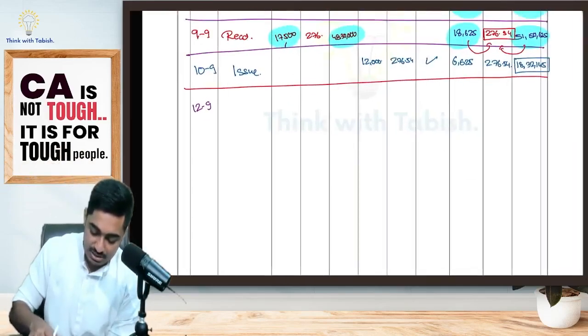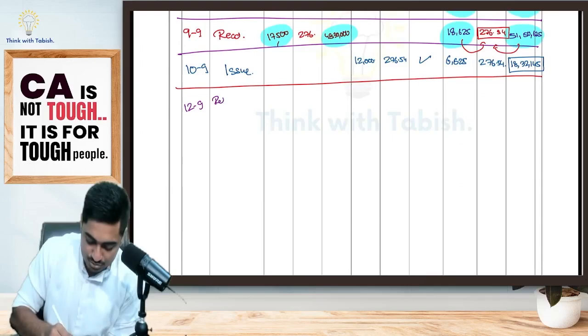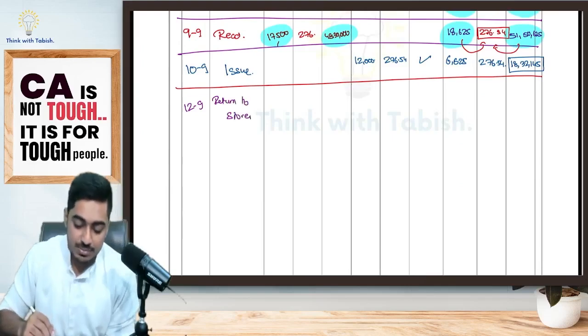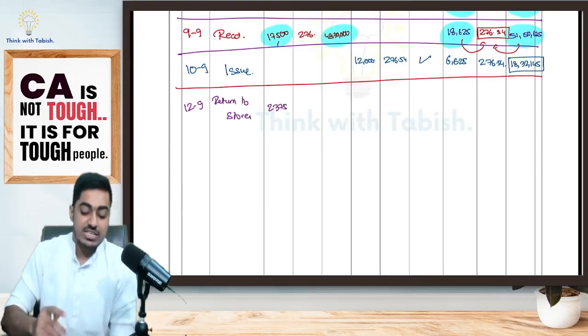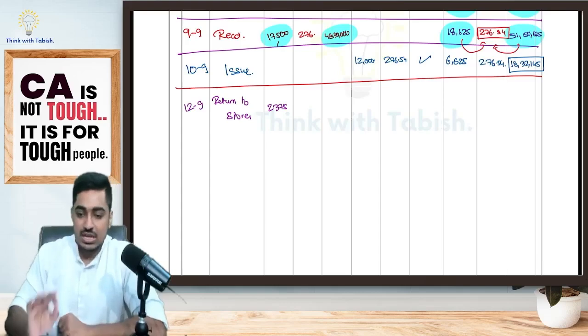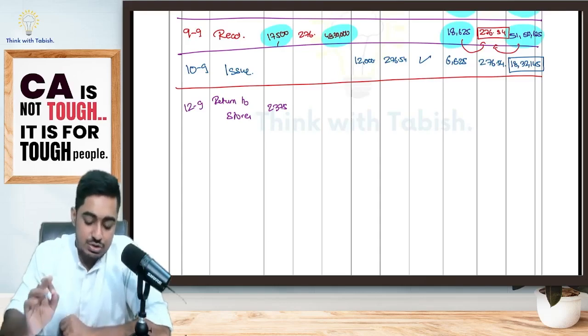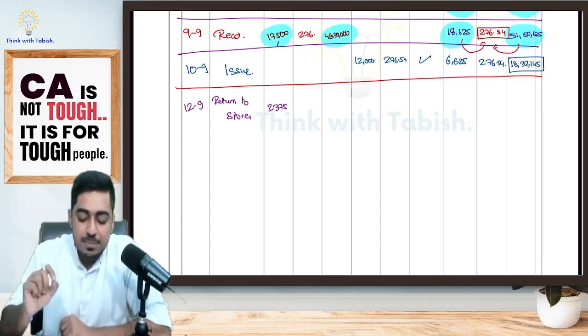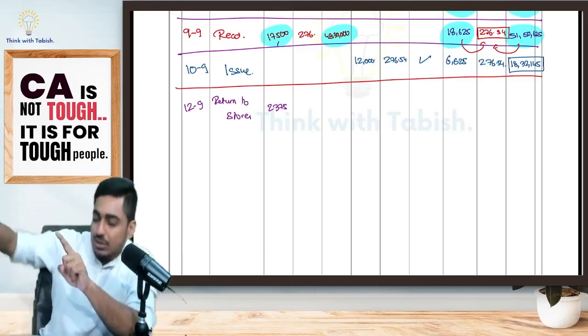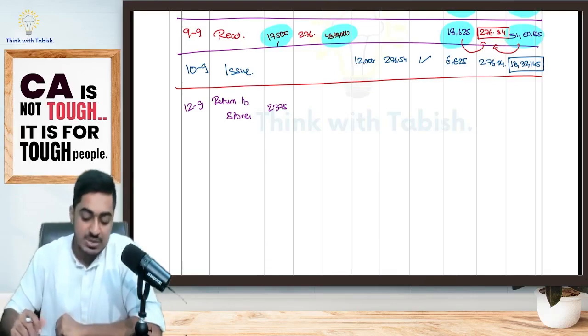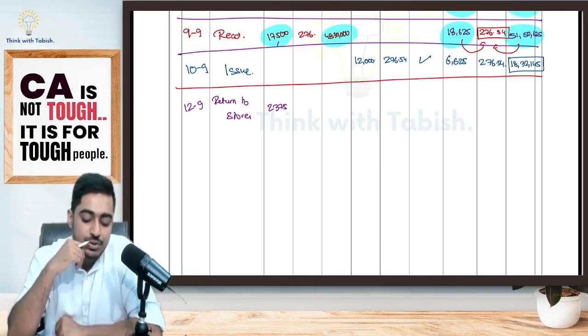Okay, simple. On the 12th, return to stores will come under the receipt column. How much? 2,375. Which rate? I'll have to see. Now pay attention, everyone. Return to stores 2,375 units by technical division against material requisition number 12/22. The goods which I had sent on 12/22 are returned back. Now let me see which goods were sent on that requisition.